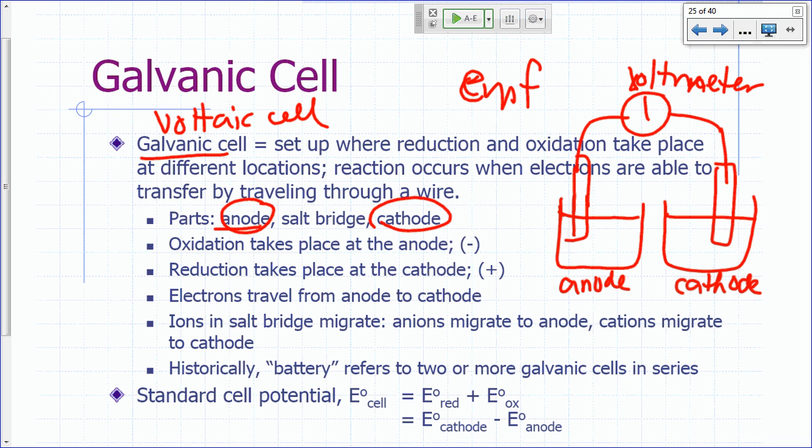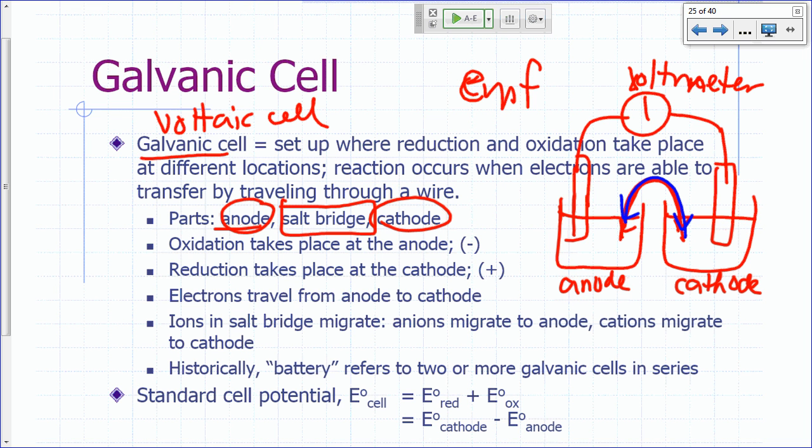Now, to complete this circuit, you need something that would allow ions to move between the two compartments. So you have to have what's called a salt bridge. A salt bridge could be something as simple as a damp piece of paper. In the lab, we would use a filter paper soaked in an electrolyte solution. So it has to have ions. Your ions will be able to travel through your salt bridge in order to complete the circuit.